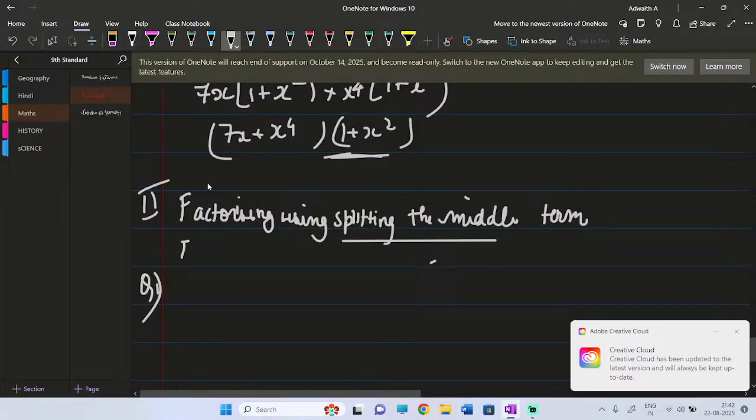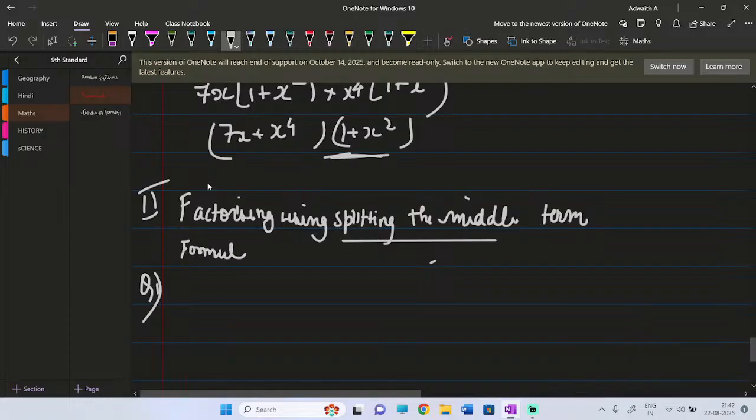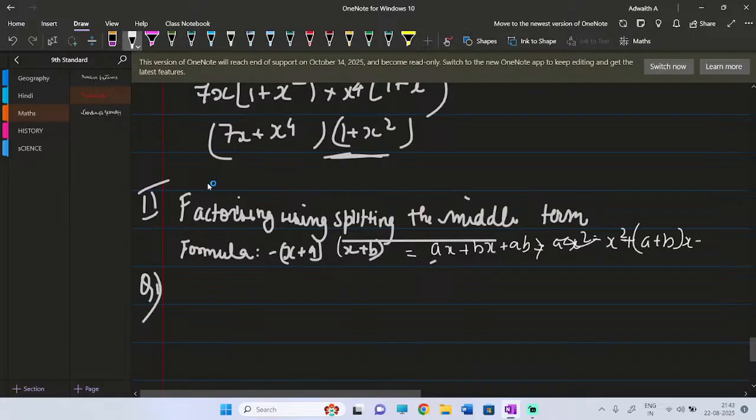Just write the formula. Formula is x plus a into x plus b. If you don't need, don't put the into. x plus a times x plus b is equal to x square plus bx plus ax plus ab, and that can be written as x square plus (a plus b) into x plus ab.